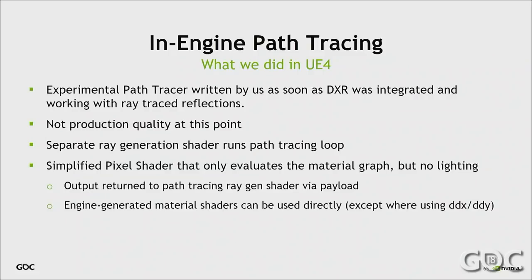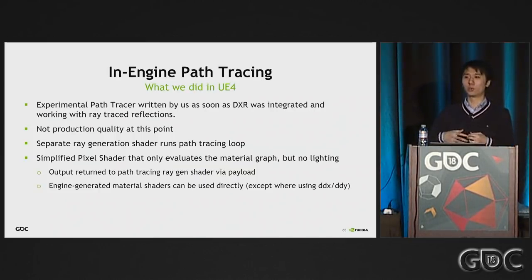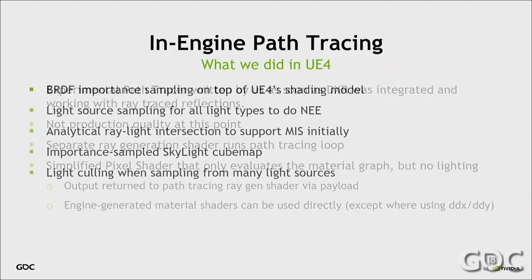So we have a prototype reference path tracer in our UE4 integration as a proof of concept, so it's not really at production quality yet. And how we did that, the process is pretty simple. Basically, we just added a new ray generation shader that runs the path tracing loop logic. And then we simplified the base pass material shader in UE4 to not do any lighting, but just output all the material information that's needed for the path tracer to do additional path scattering. And this material information is passed back to the path tracing ray generation shader via payloads. And this way, all the material graphs in UE4 we can just directly reuse. So it's really convenient.